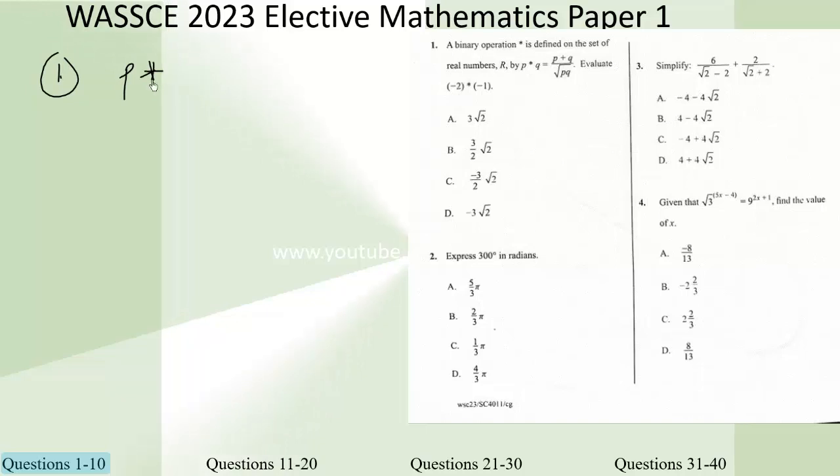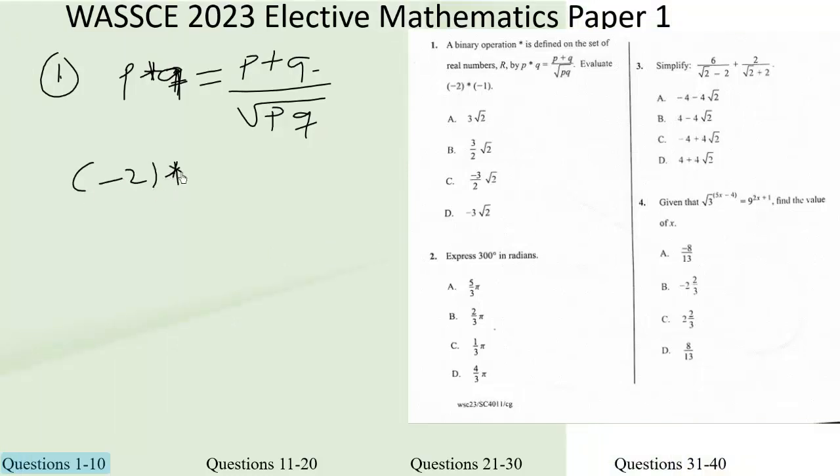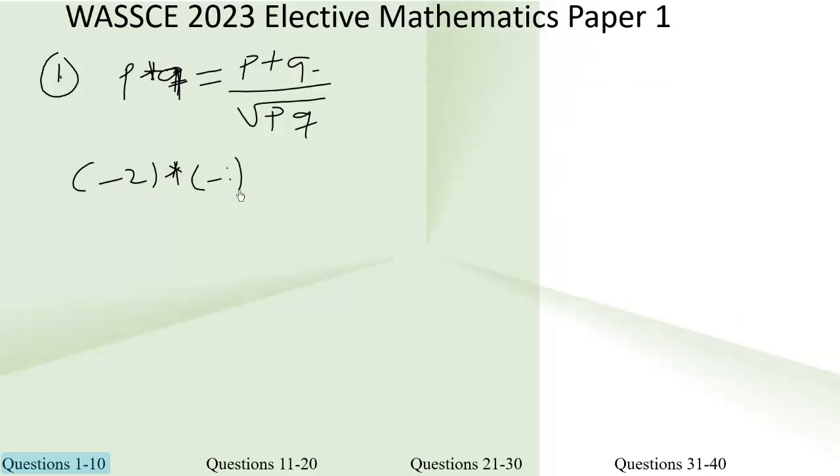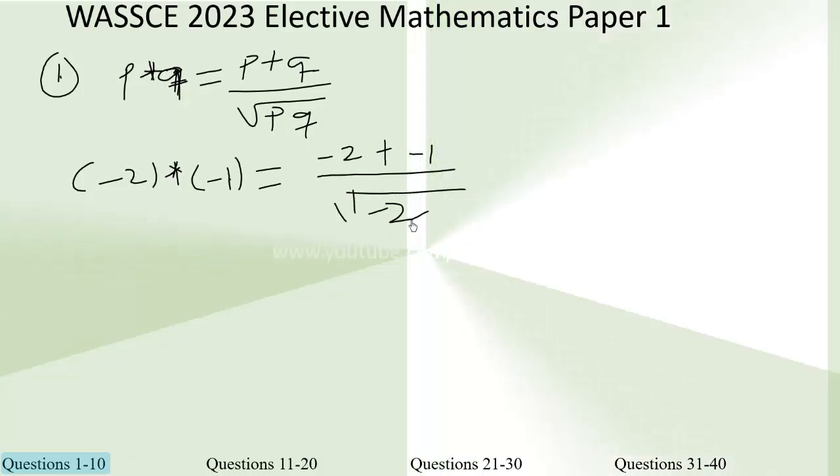So we have the binary operation P star Q being equal to (P plus Q) over square root of PQ. So we are evaluating -2 star -1. Wherever we see P, we put -2, and wherever we see Q, we put -1, all over square root of -2 times -1.